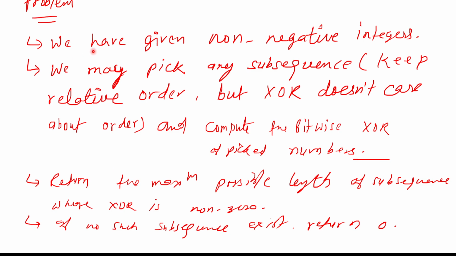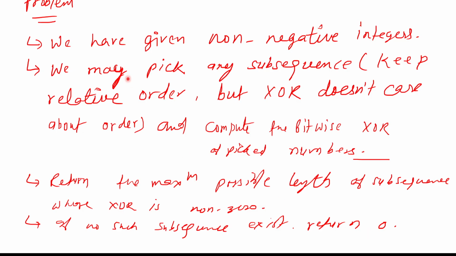So the problem: we are given non-negative integers in an array. We may pick any subsequence, which keeps the relative order, but XOR doesn't care about the order. So we compute the bitwise XOR of the picked numbers. We return the maximum possible length of a subsequence whose XOR is non-zero. If no such subsequence exists, we return 0.